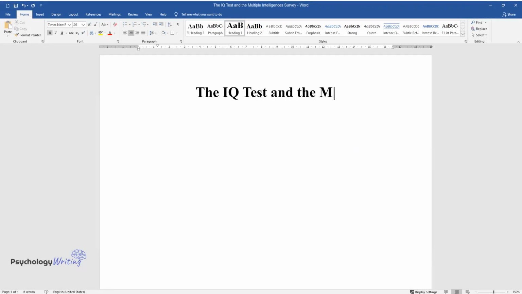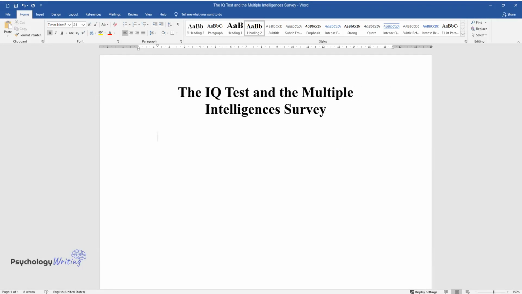The IQ test and the multiple intelligences survey. Introduction. Each individual has a different level of intelligence, according to which people can use their specific abilities.